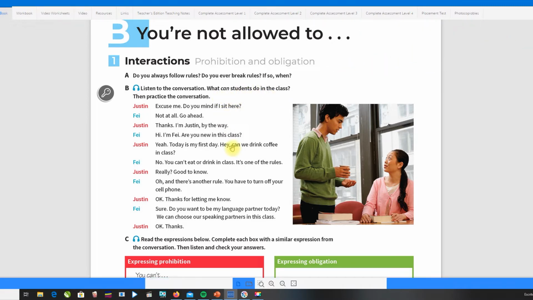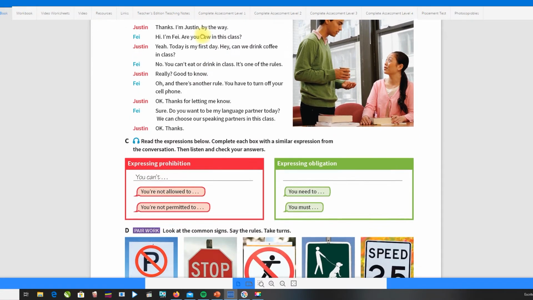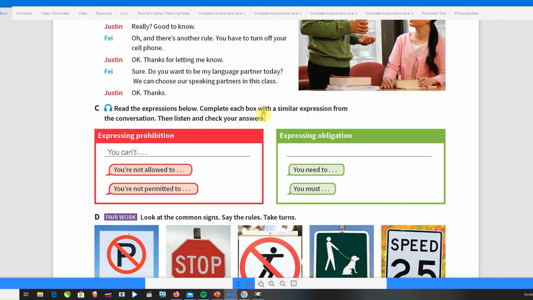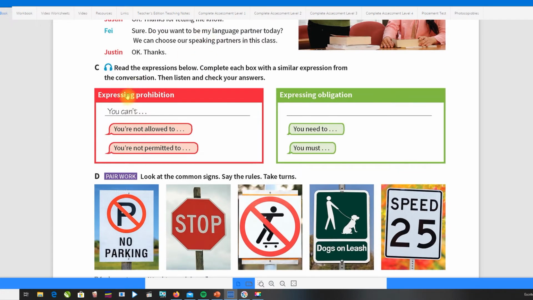Okay, so now let's go to the second clue, part C. It says read expressions below and complete each box with a similar expression from the conversation. So here we have expressing prohibition and expressing obligation. For prohibition, we use you are not allowed to, you are not permitted to. That means you can't do something, okay? To express obligation, we use you need to, you must, or you have to. You have to, all right.